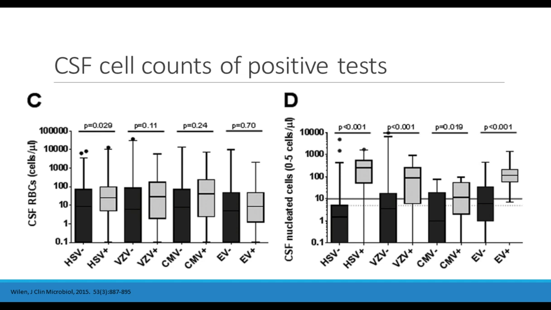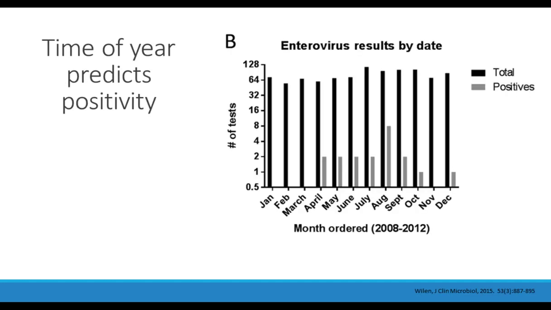If you look at the presence of white blood cells, however, that's where you start to see a more profound difference between positive and negative cases. In HSV, you can see the vast majority of patients who were HSV positive had a high nucleated count, and those who were negative had a very low nucleated count in their CSF. And that actually held true for all the different viruses that they were looking at: HSV, VZV, CMV, and enterovirus.